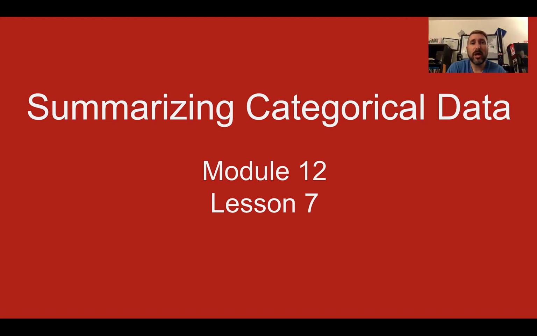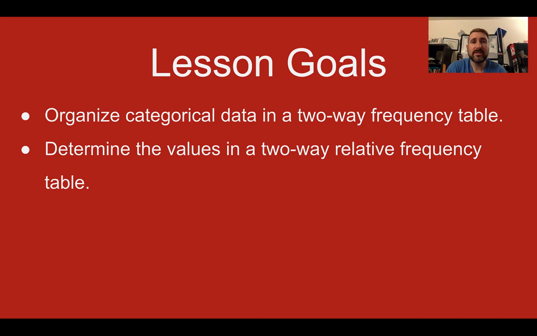This is Module 12, Lesson 7, Summarizing Categorical Data. After this lesson, you need to be able to organize categorical data in a two-way frequency table and determine the values in a two-way relative frequency table.